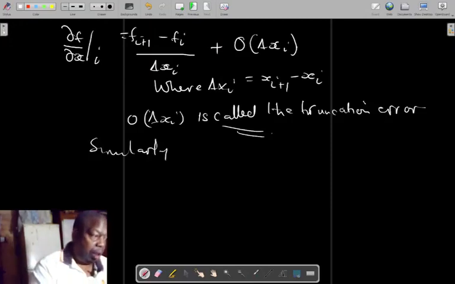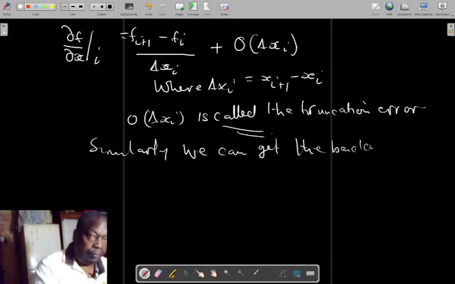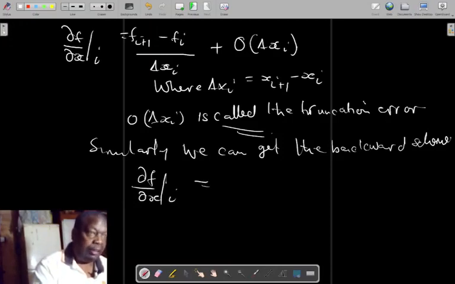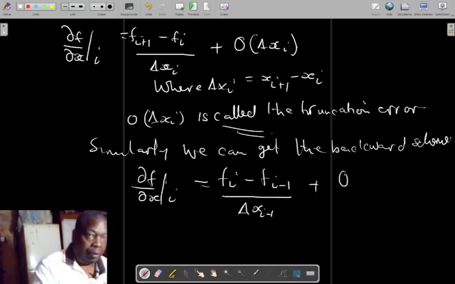Similarly, we can get the backward difference scheme, which is df by dx at i is equal to, that is by using the second equation, equation 2, it is given by (f_i - f_{i-1}) over delta x_{i-1}, plus O(delta x_i), which again is the truncation error.